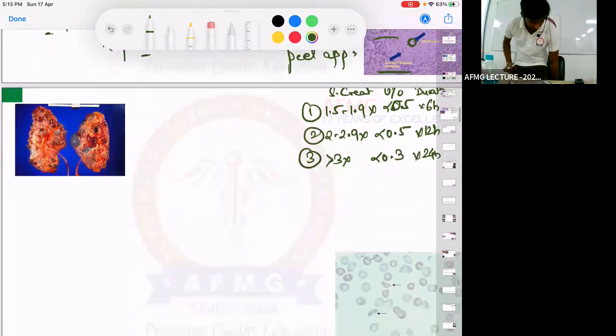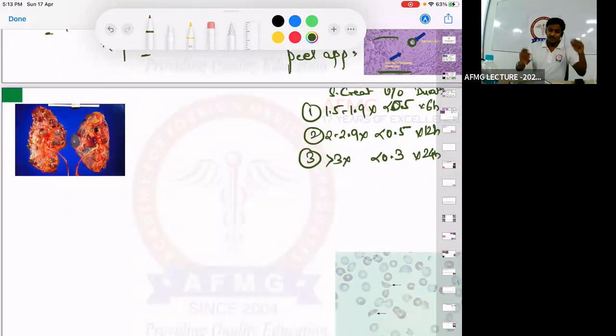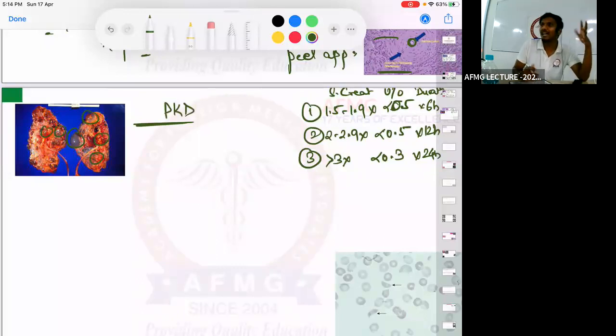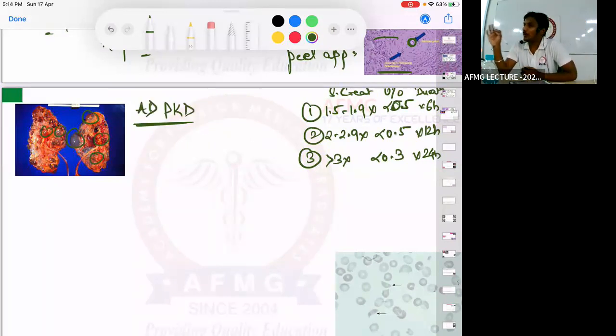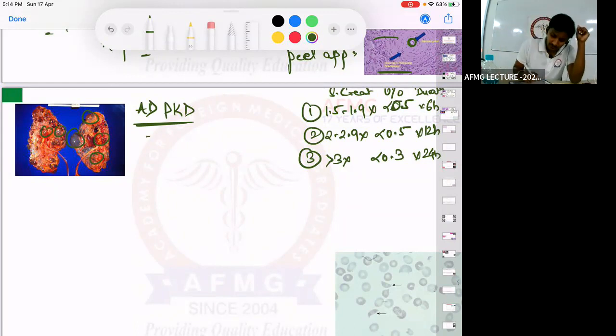Before moving to electrolyte disturbances, please let me know what does this picture suggest you of. ये picture पूछी गई थी यार. Multiple cysts in the kidney, in the medulla as well as the cortex. This is the condition of polycystic kidney disease, and mainly it is which type of inheritance? Genetic होता है mainly. Mostly it is autosomal dominant polycystic kidney disease. Which gene mutations?